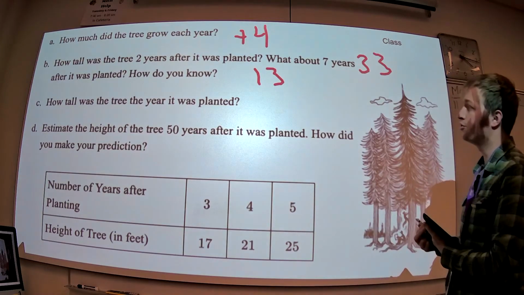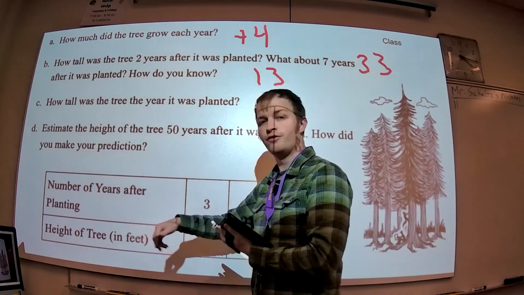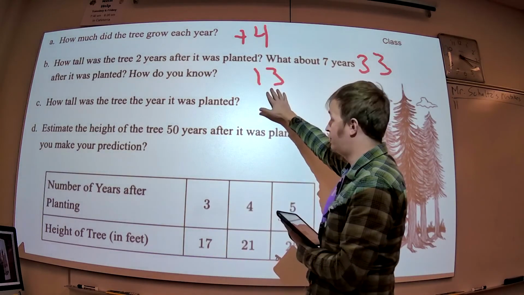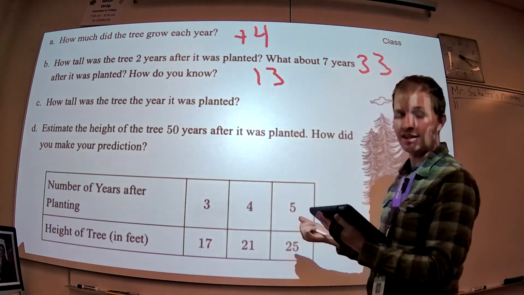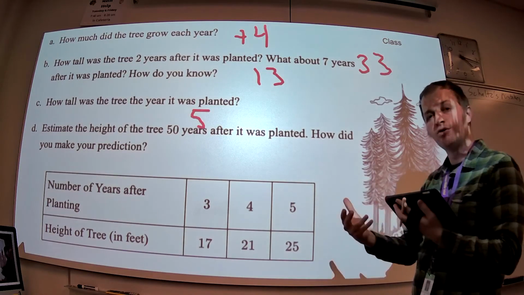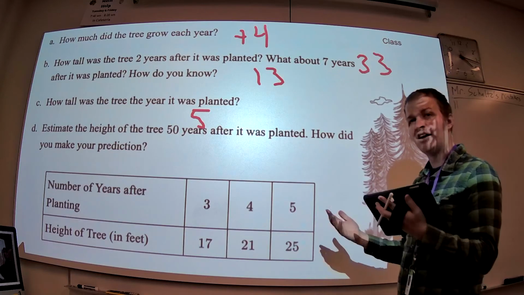How tall was the tree the year it was planted? Well, same type of thing. I'm just going to back this up 4 and 4 and 4. So I'm going to back it up 4, which was back down to 13 feet. I'm going to back that up 4 again, which was down to 9 feet. Back that up 4 again, and that was 5 feet. So the year 0, so the year that it was planted, it hasn't grown in the ground at all.